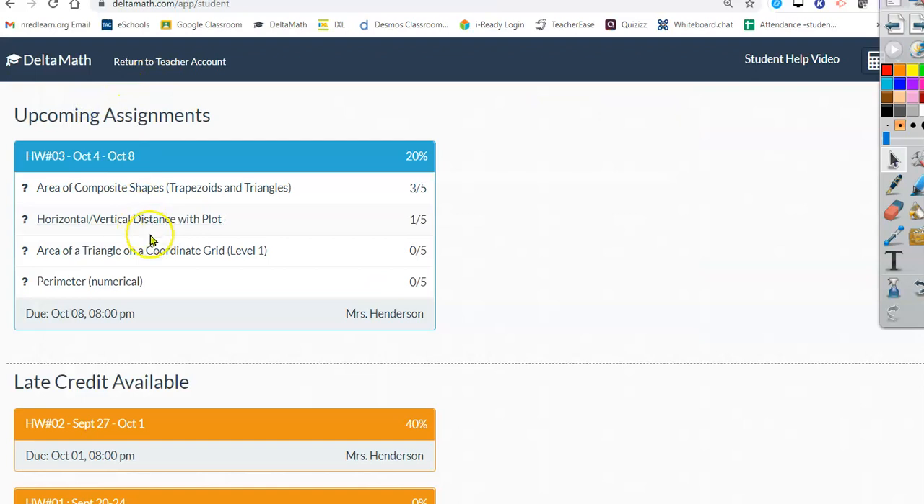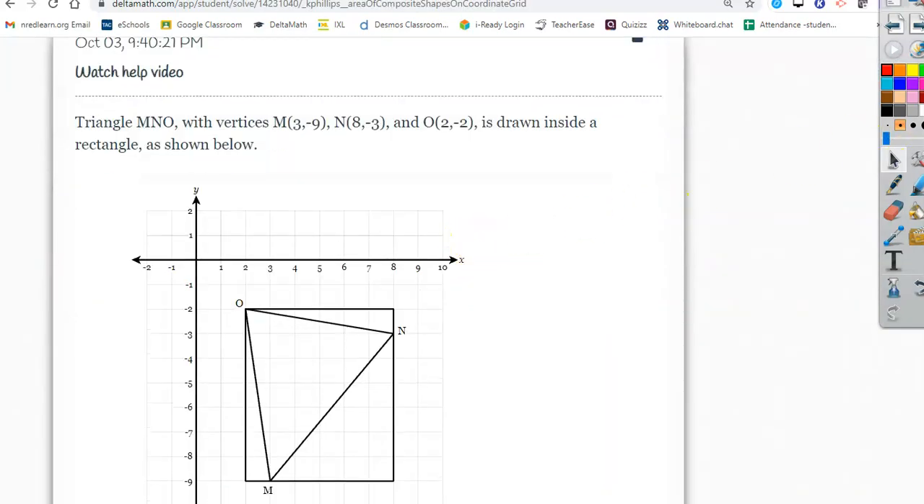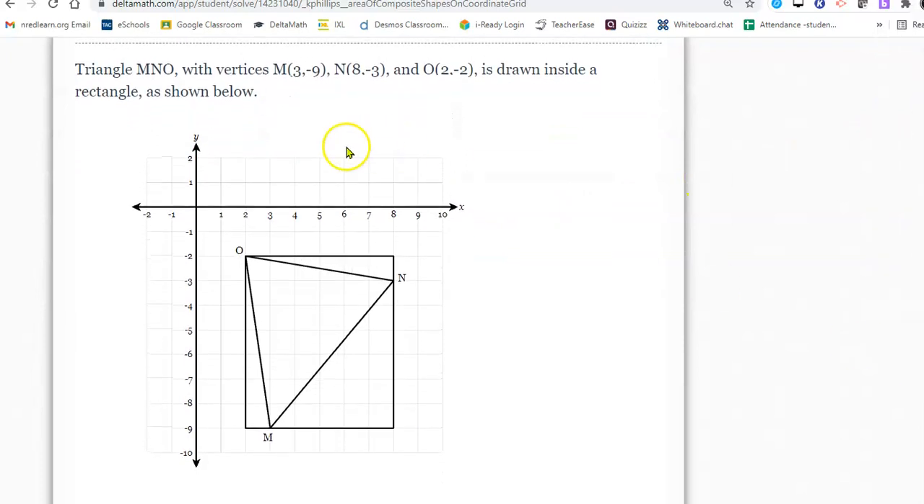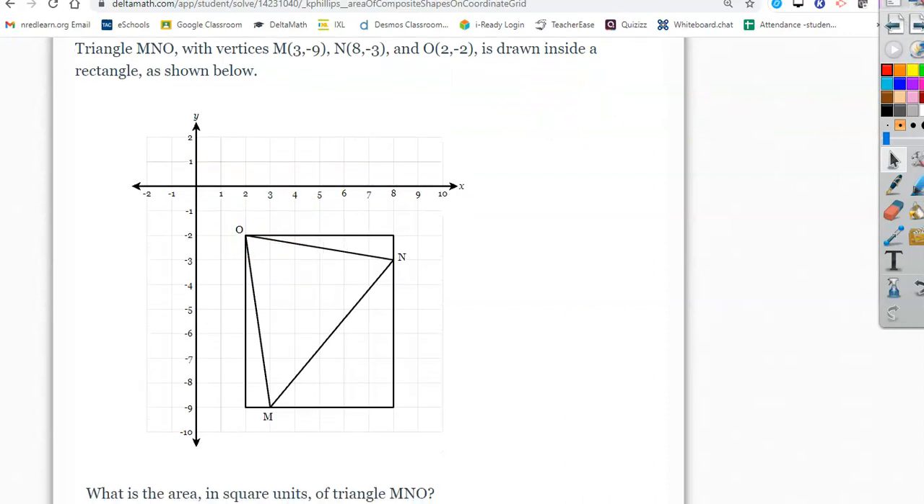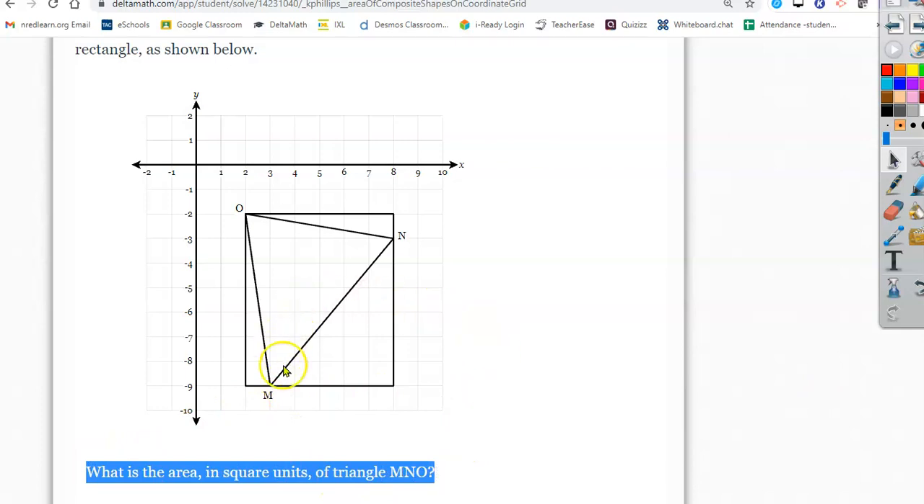All right, third section, area of a triangle on a coordinate grid. So we did this one so that we can count properly the dimensions of our triangle. All right, let's take a look here. Triangle MNO with vertices at M, 3, -9, which is here, N, 8, -3, and O, 2, -2, is drawn inside a rectangle as shown below. What is the area in square units of MNO?